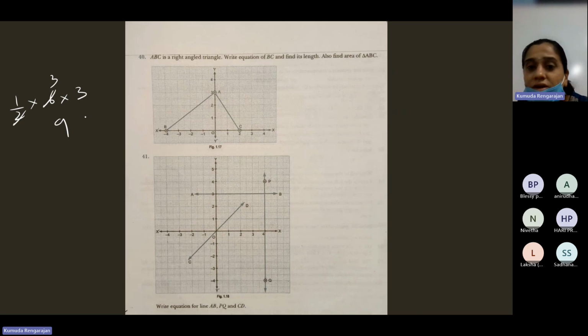9? Very good. Area of the triangle is half into base into height, half into 6 into 3. 3 because this one is 3. This is the base 6.